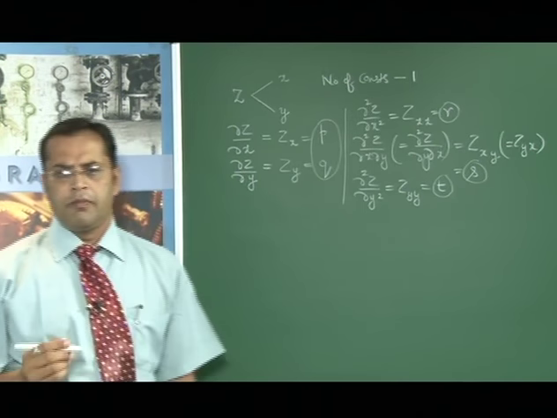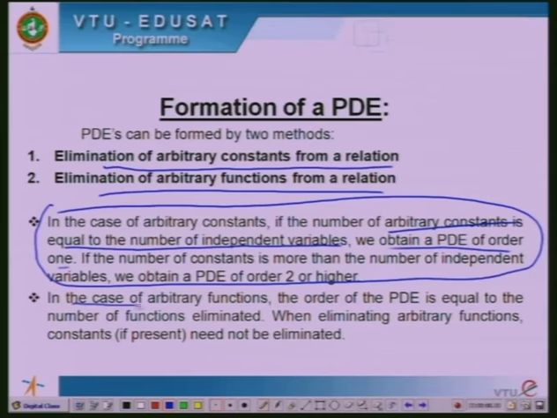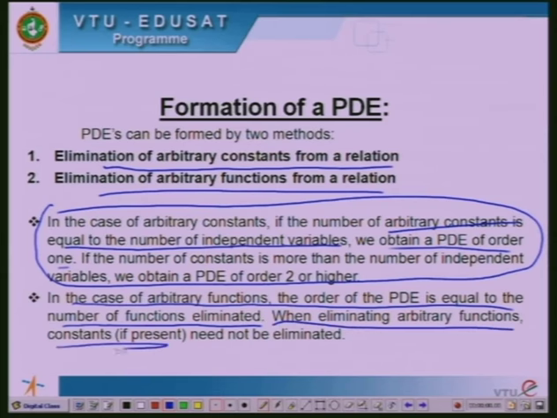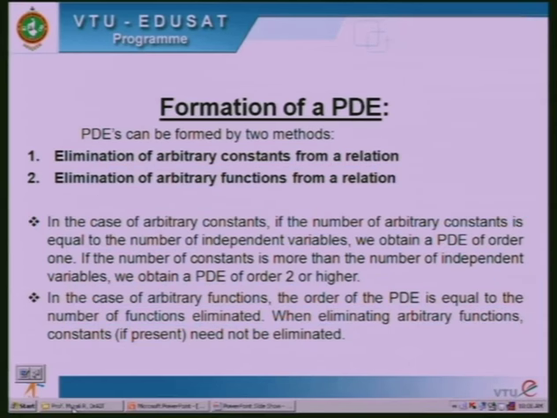But if you eliminate arbitrary functions, the order of the PDE is exactly equal to the number of functions removed from the relation. And one more thing you should note, friends, is that when you eliminate arbitrary functions, constants if present in the relation need not be removed. So, they can remain in the PDE as it is.